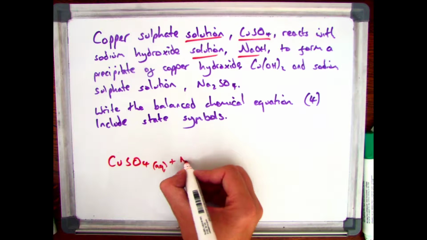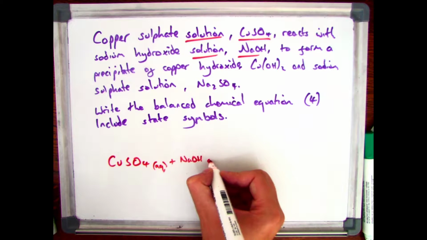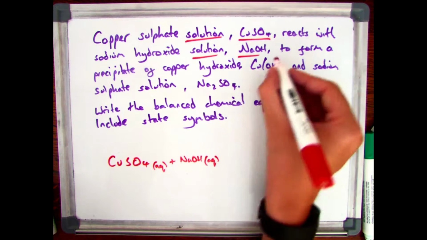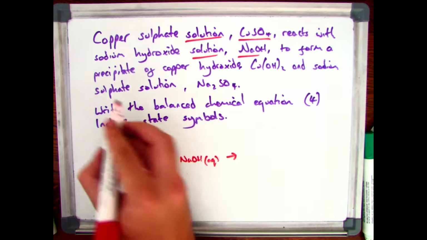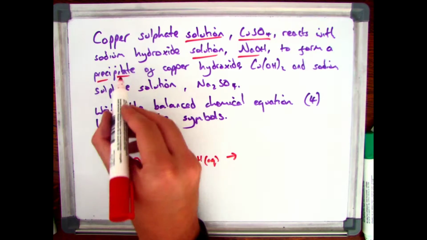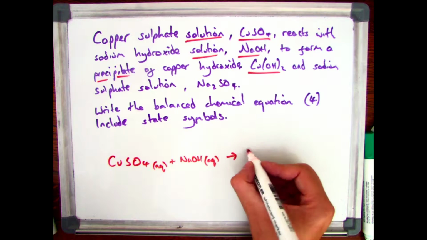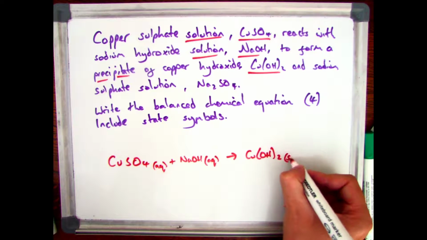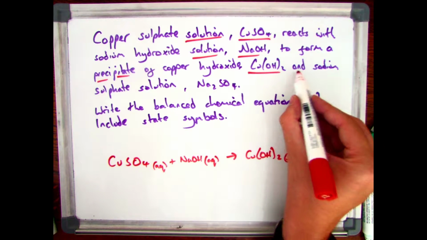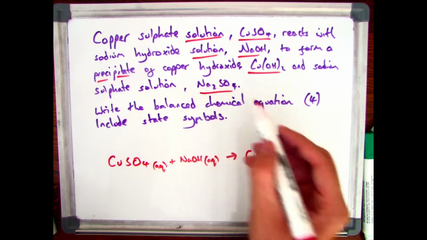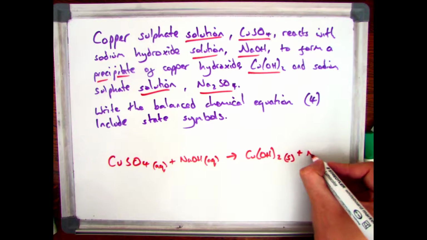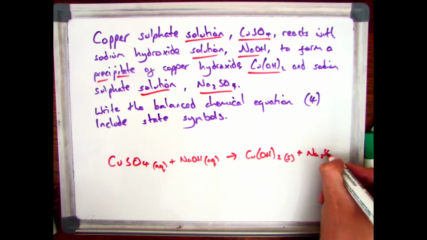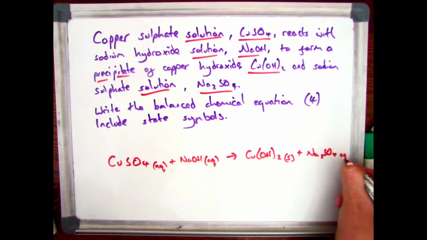Sodium hydroxide solution is NaOH. Again, the solution means aqueous, so I can put that in as my reactants. Then it says to form a precipitate, that's key there, of copper hydroxide, which it gives you the formula Cu(OH)2. So I'll put that in, and the precipitate means it's going to be solid. It then says it also forms sodium sulfate solution, so that's Na2SO4, and because it's a solution, it's aqueous.